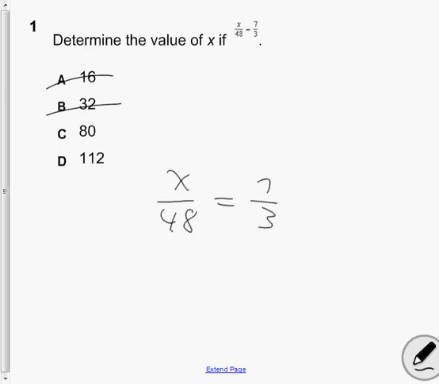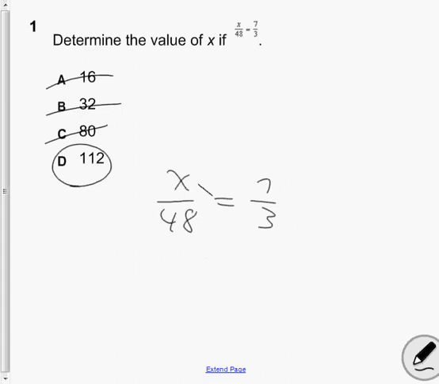Or you could say, in order to get this 48, I know that I multiplied 3 by 16, because 16 times 3 is 48. Therefore, I'd have to multiply this by 16. And even if I can't multiply, I know definitively that it's not 80, because it's got to be bigger than 80, because 10 times 7 is 70. So I know, without even doing the multiplication for 7 times 16, the answer has to be D. However, that's one way you could do it with multiple choice test strategy.